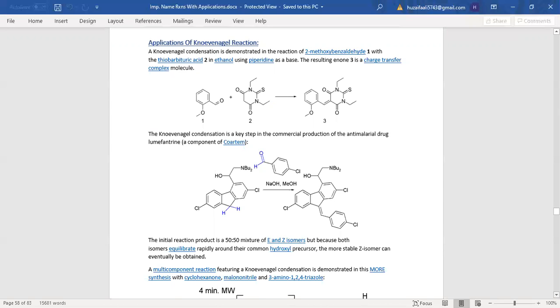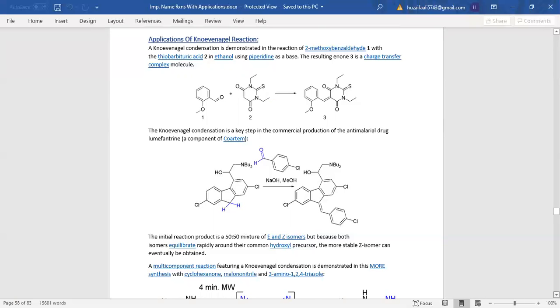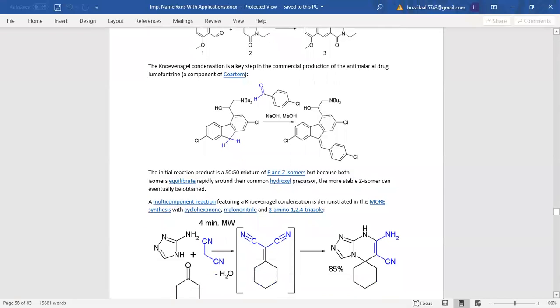The Knoevenagel condensation is a key step in the commercial production of the anti-malarial drug lumefantrine. The initial reaction product is a 50:50 mixture of E and Z isomers, but because both isomers equilibrate rapidly around their common hydroxyl precursor, the more stable Z isomer can eventually be obtained.